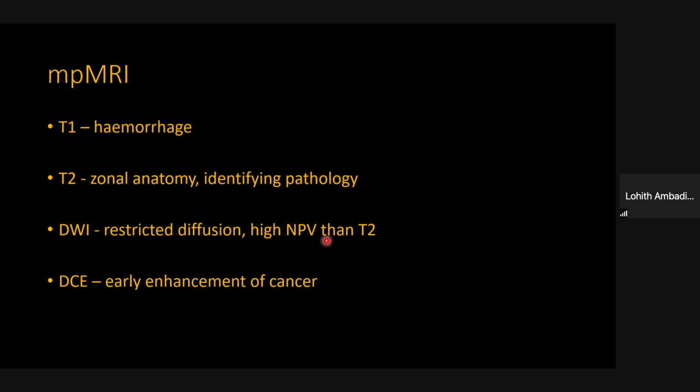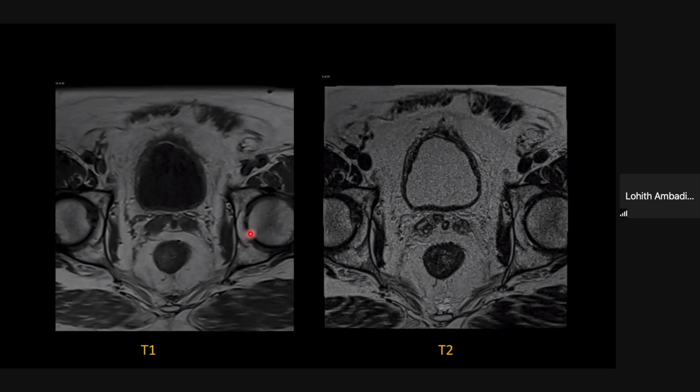And diffusion has a higher negative predictive value than T2. So once we find a signal alteration on T2 sequence, we then look at DWI and go on from there and use PI-RADS scoring to find out the likelihood of cancer. Now, we've talked about the 4 sequences. We'll see sample images of how they look.